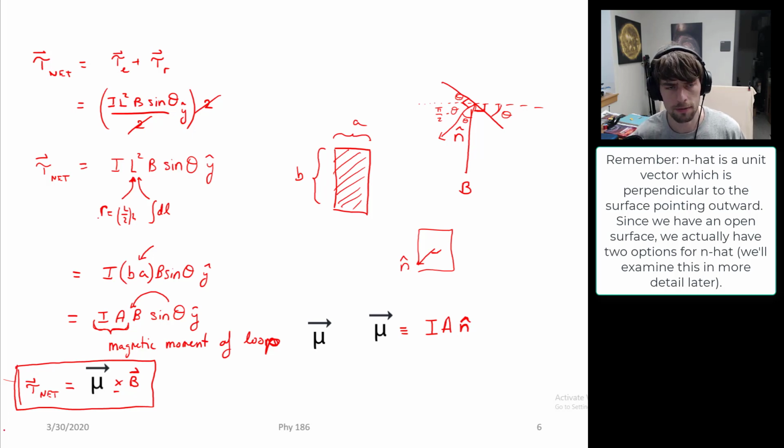And notice, you could rationalize your way through it here. Notice that the loop tends to want to align itself so that N is parallel to B. When you have a current carrying loop in a magnetic field, it is going to want to align itself so that N hat is parallel to B. We'll latch back onto this in a while. This is also how we get objects magnetized as well.